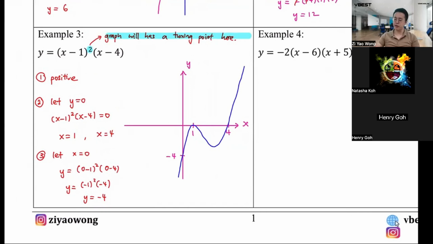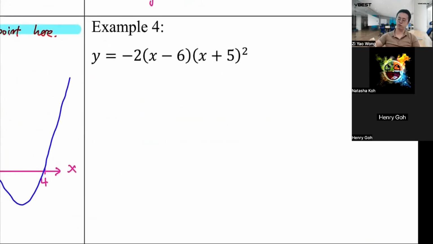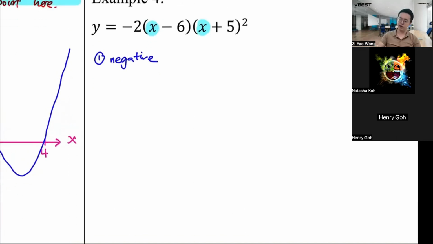So I show you guys one more example here first before you go to the exercise. For this one, what's the shape you have? For the first part, we have a negative shape. So because it is negative, you get negative here. And then if you want to find your x-intercepts, you let your y equal 0. So negative 2 multiply (x minus 6) multiply (x plus 5) squared equals 0.